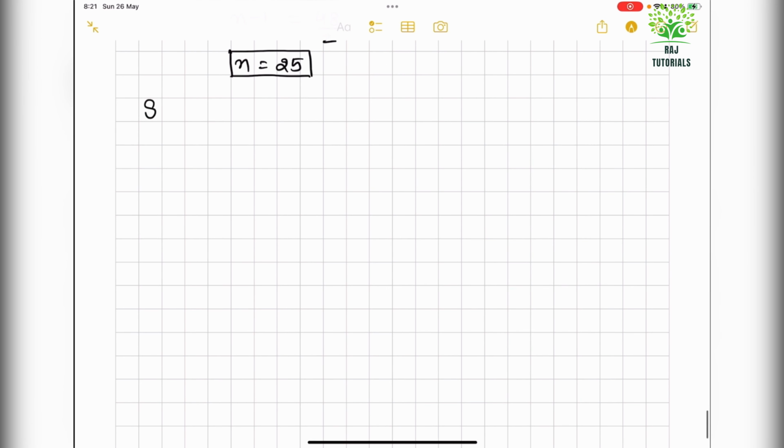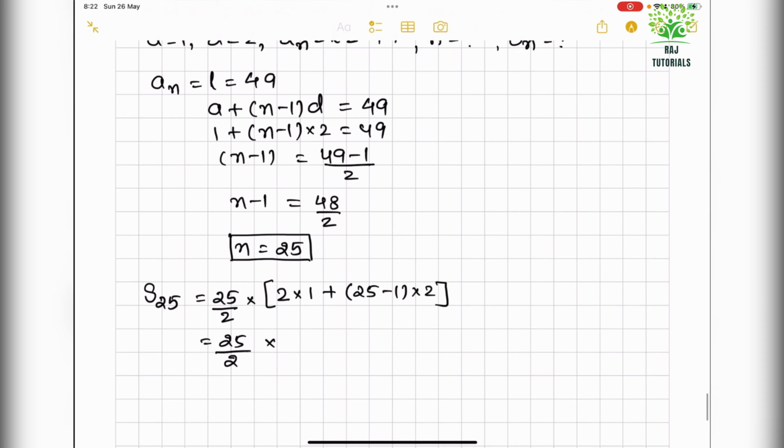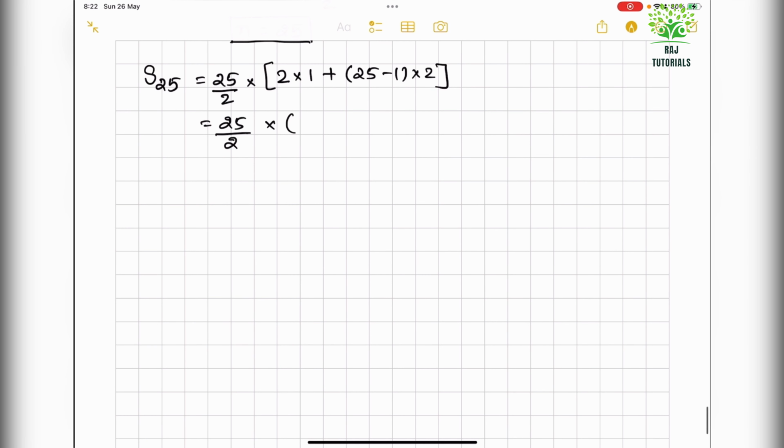So S25 will be 25 by 2 into 2a, so 2 into 1 plus 25 minus 1 into d. d is 2. So this will be 25 by 2 into 2 plus 24 2s, so 48. So 25 into 50 by 2. So the answer will be 625.